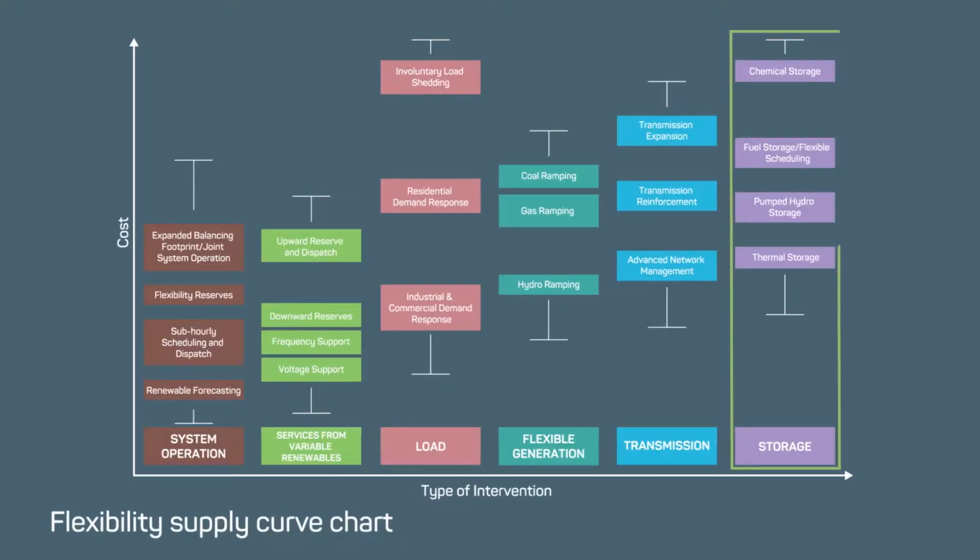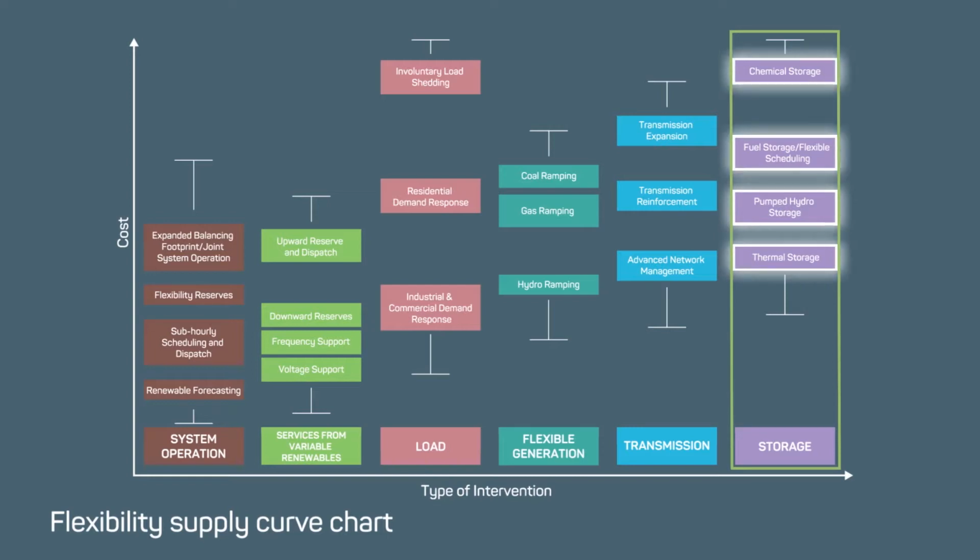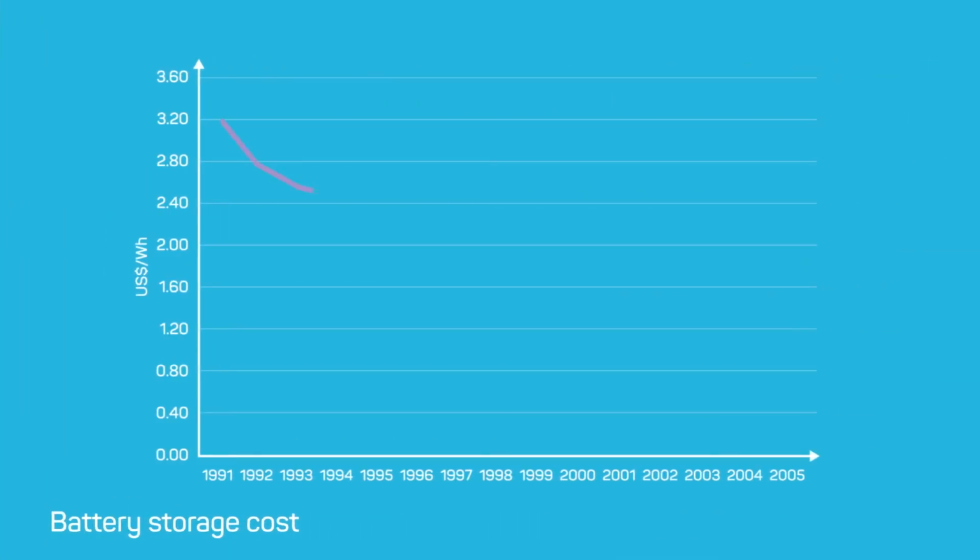Finally, we are increasingly seeing the use of electricity storage technologies, be they pumped hydro plants, batteries or other technologies, to help store electricity at times of surplus and release it when required. Many storage technologies are still considered emerging and are relatively expensive. However, battery storage costs in particular have been declining very rapidly in recent years.